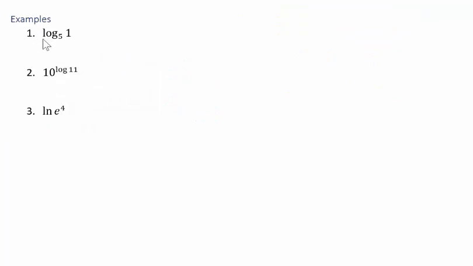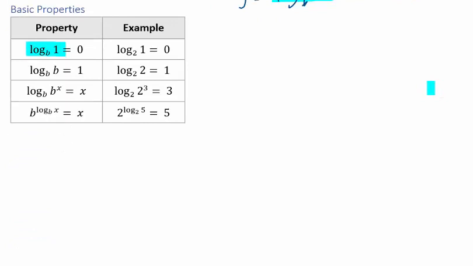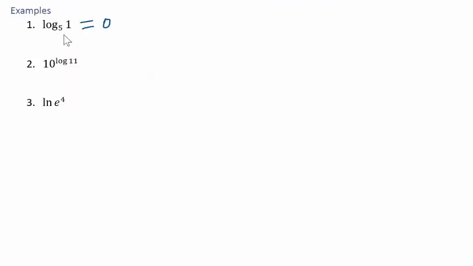So the first one, log base 5 of 1. And this looks like one of our basic properties, log base b of 1, which is always equal to 0. Okay, we can do a quick check. Since 5 to the 0 power is equal to 1.